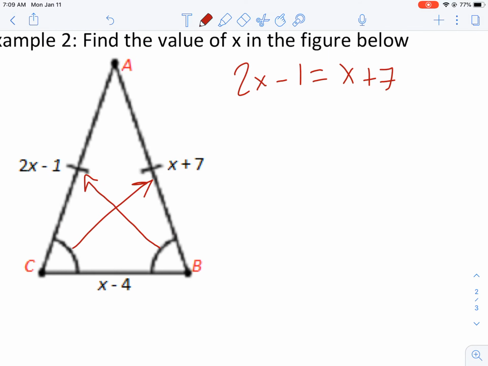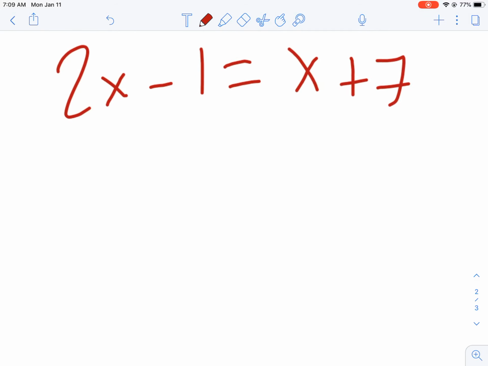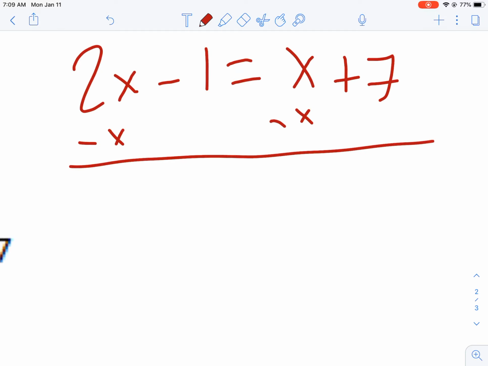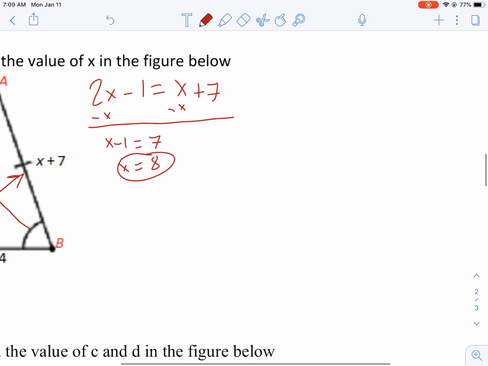And so we can set up that equation. So we're not going to do anything with x minus 4, all right? The x minus 4 was just a red herring. It was just there to distract you. So we're going to subtract x on both sides, then add the 1 over x equals 8, okay?